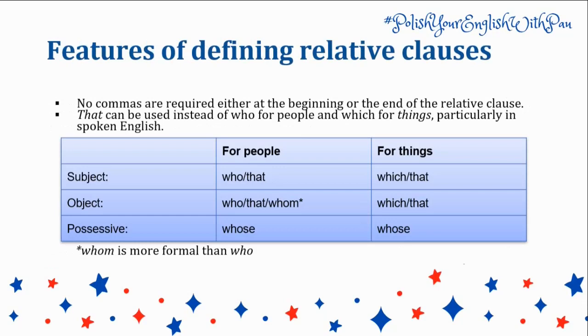No commas are required either at the beginning or the end of the relative clause when we use defining relative clauses. That can be used instead of who for people and which for things, particularly in spoken English. Please be aware of the fact that whom is more formal than who.